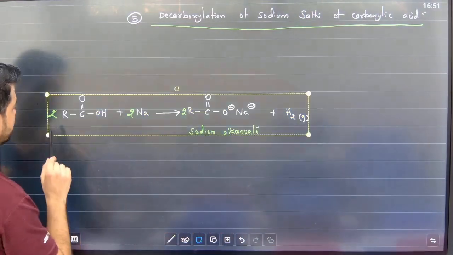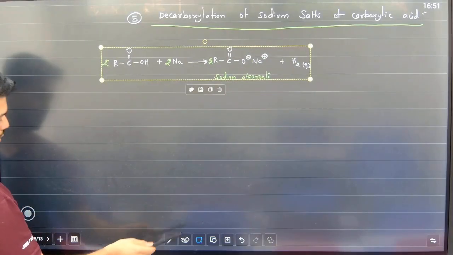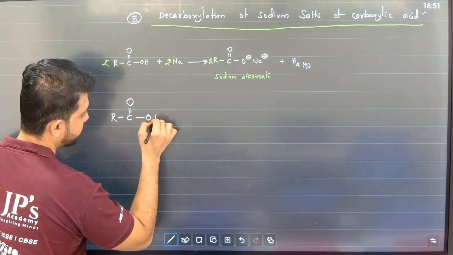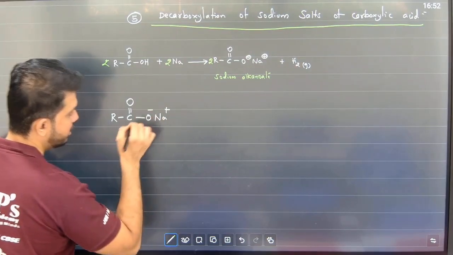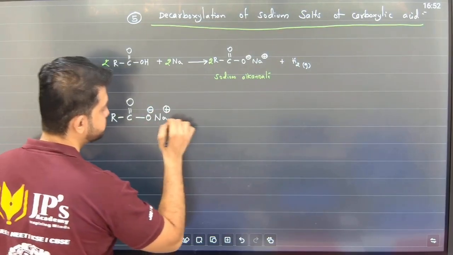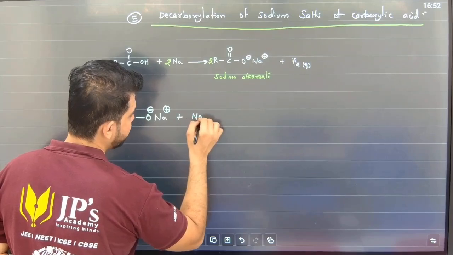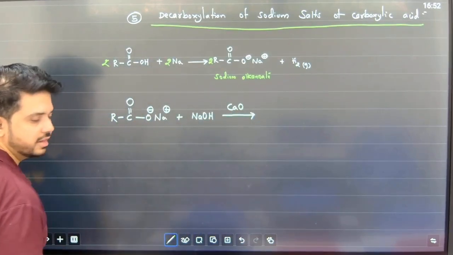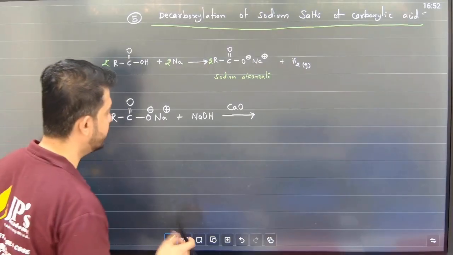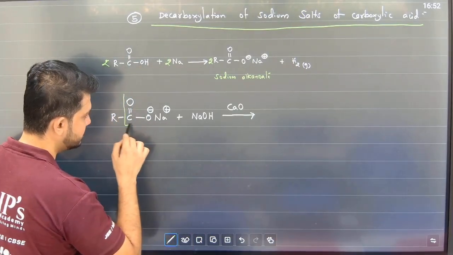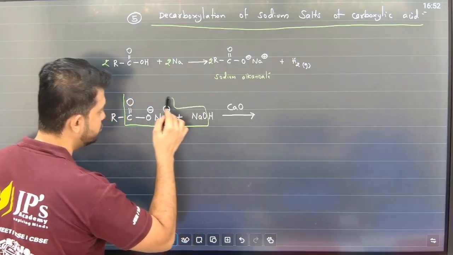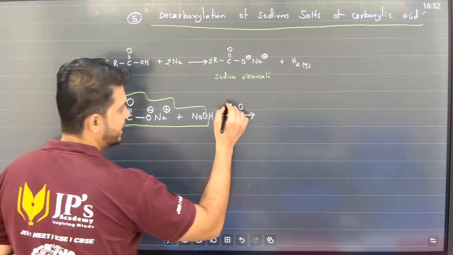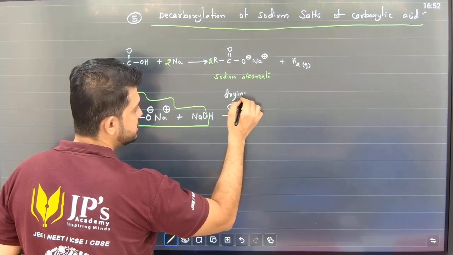Now this sodium salt of carboxylic acid, sodium alkanoate, with slaked lime, which is NaOH and CaO, in the ratio of 3:1. If we just look at the Dabba mechanism, this part will come out. So CaO acts as a drying agent.